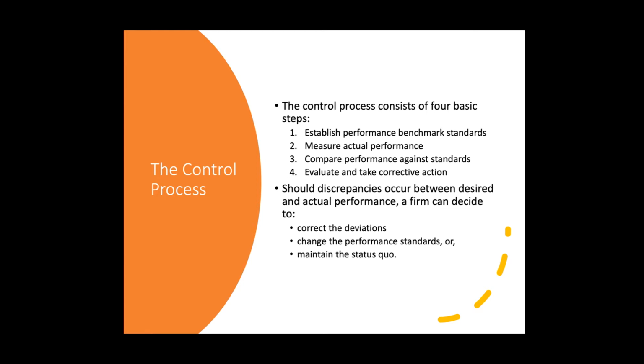If there are discrepancies between actual performance and your standard, what are you going to do? You could, 1, work to correct the deviations, whatever they may be. Number 2, you may actually decide, I think the performance standards that I established in step 1 were incorrect. I have to revise the standards. Or 3, you could say, okay, there's a discrepancy, but it's not enough to do anything over. We're simply going to maintain the status quo.